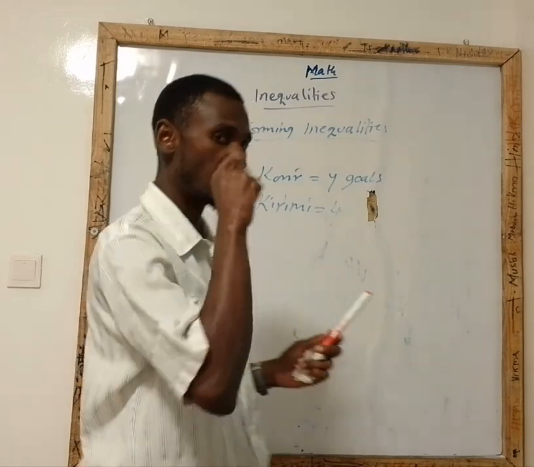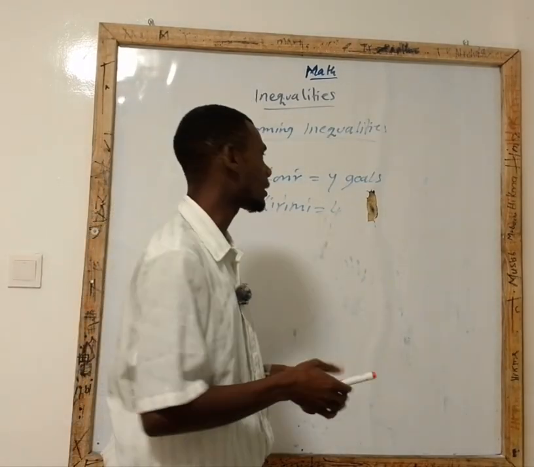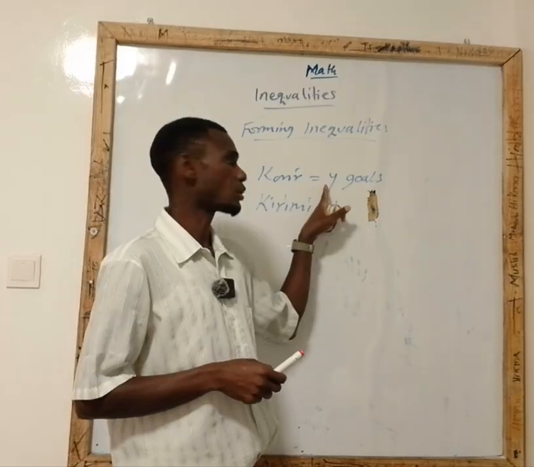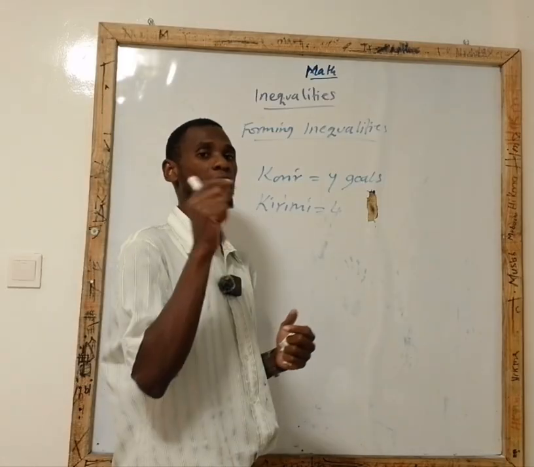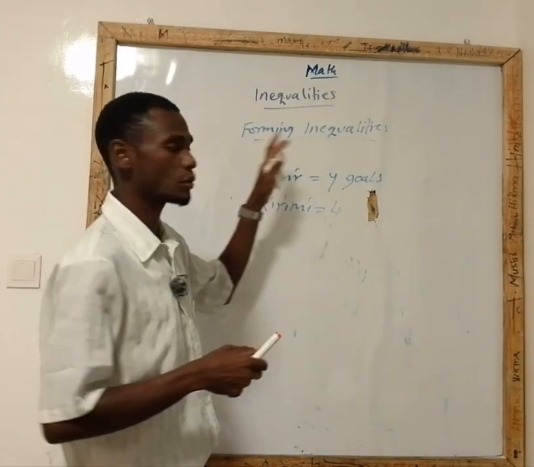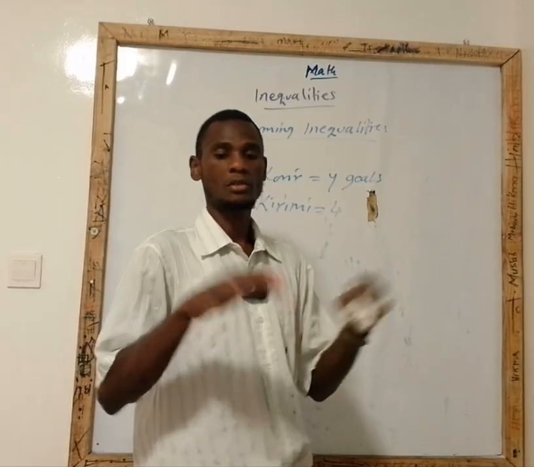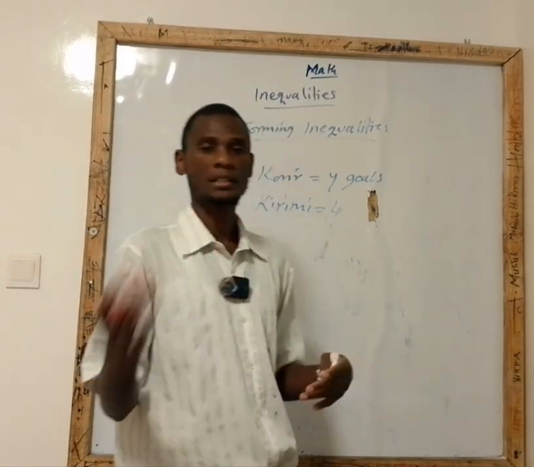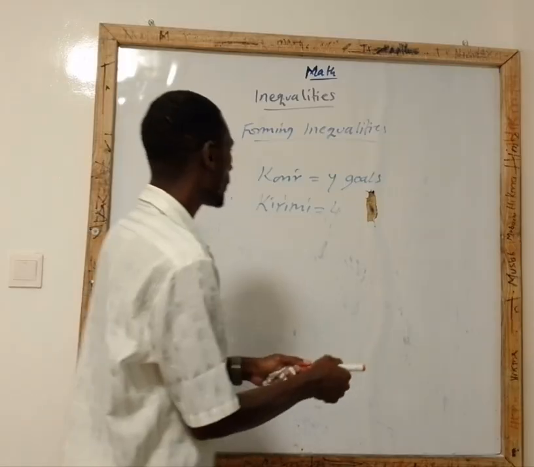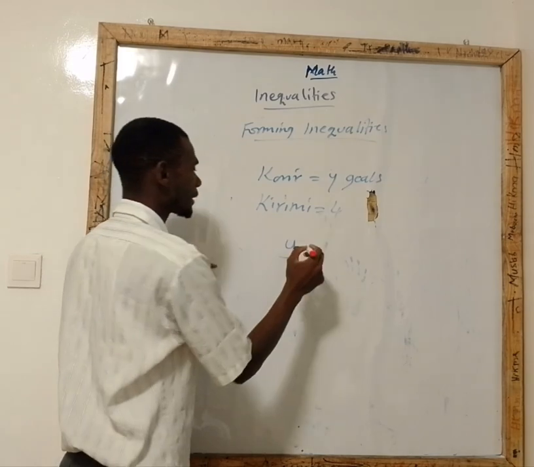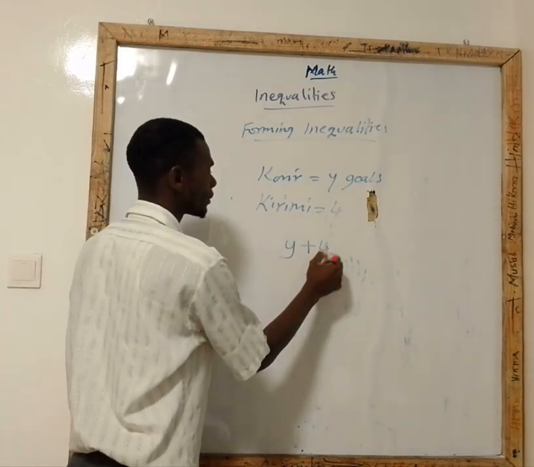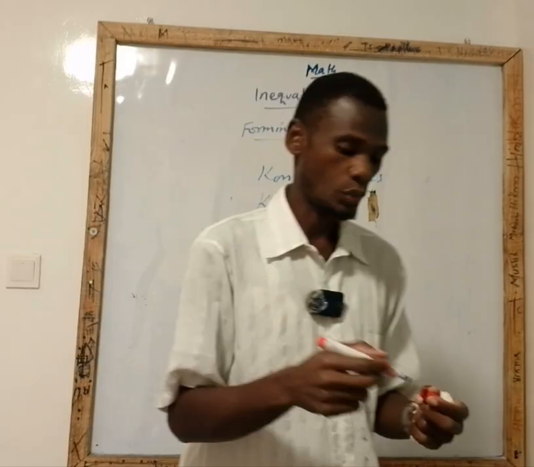In a match, Korir scored Y goals and Karemi scored 4 goals. They scored less than 10 goals altogether. That means the total number of goals Korir scored plus the total number of goals Karemi scored, if you get the total, is less than 10 goals. So that is what we are going to form. Anytime you are talking about total, this is addition. We add this goal plus this goal to give us the total number of goals. So we'll say the goals that Korir scored, that is Y, plus the goals that Karemi scored, that is 4, is less than 10.